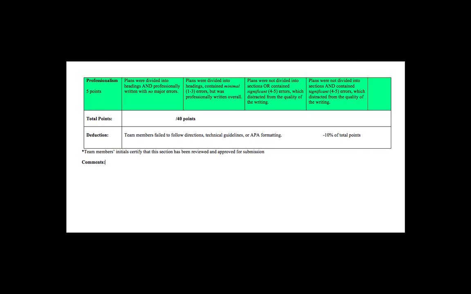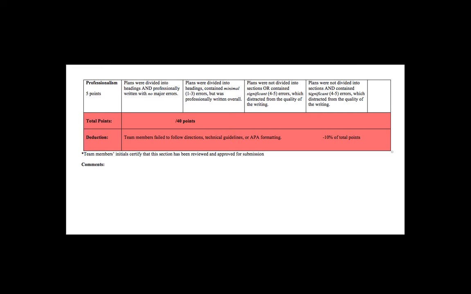To receive all credit, the plans are divided into headings and professionally written with no significant errors, and they are well organized and easy to follow. As we move down the point scale, the plans were divided into headings, contained minimal errors, but were professionally written overall. Continuing down, plans were not divided into sections or contained significant errors, which distracted from the quality of writing. And lastly, plans were not divided into sections and contained significant errors, which distracted from the quality of writing.